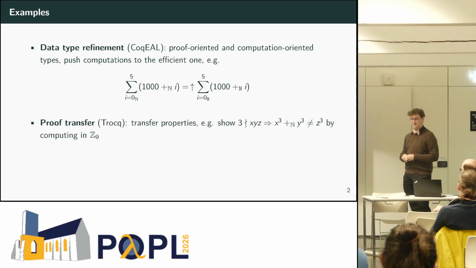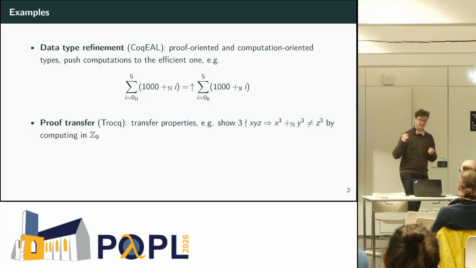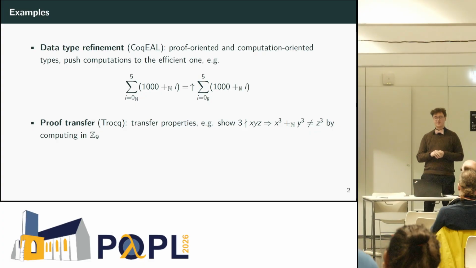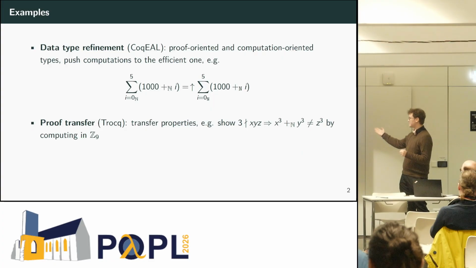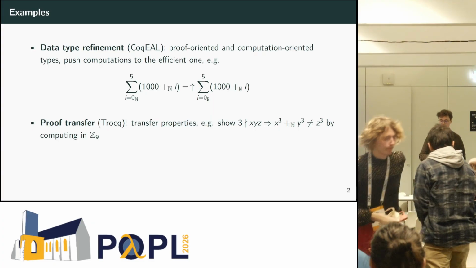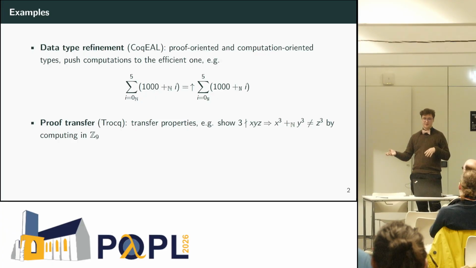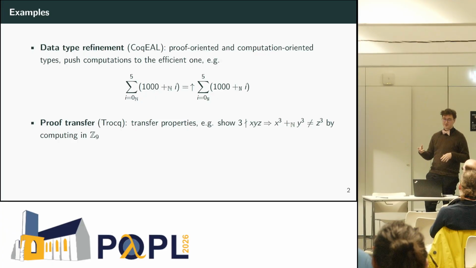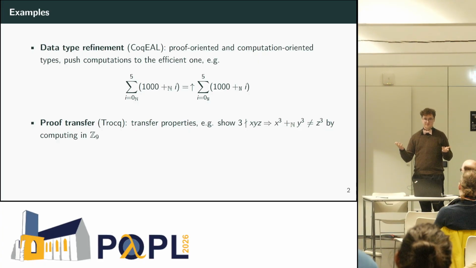This generalizes to this notion of proof transfer, implemented, for example, in the library Rocq, where you don't only transfer computation, but you can also transfer properties. This is a very nice example of what Rocq can do, where you have this statement universally quantified over natural numbers, and you can show that it holds by reducing to a computation in Z mod 9, where you can check just a finite number of cases.